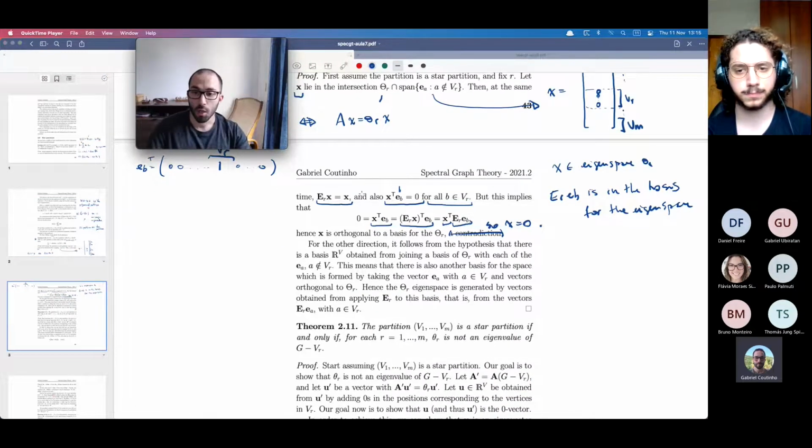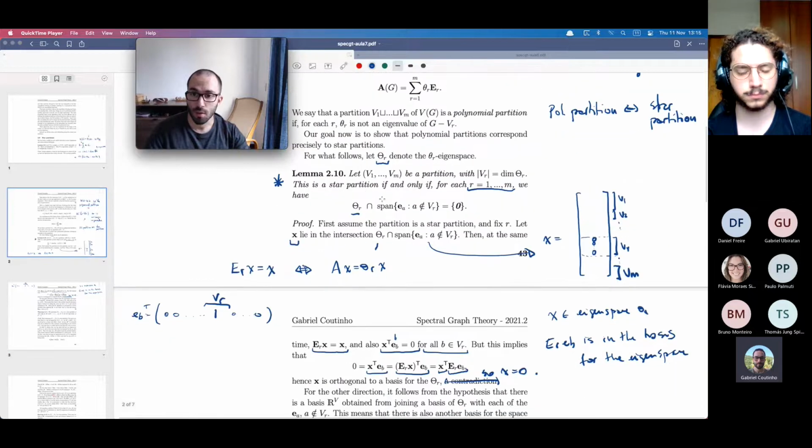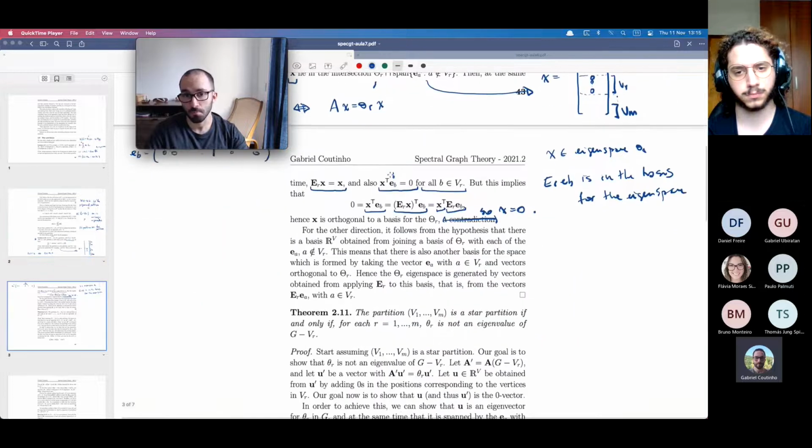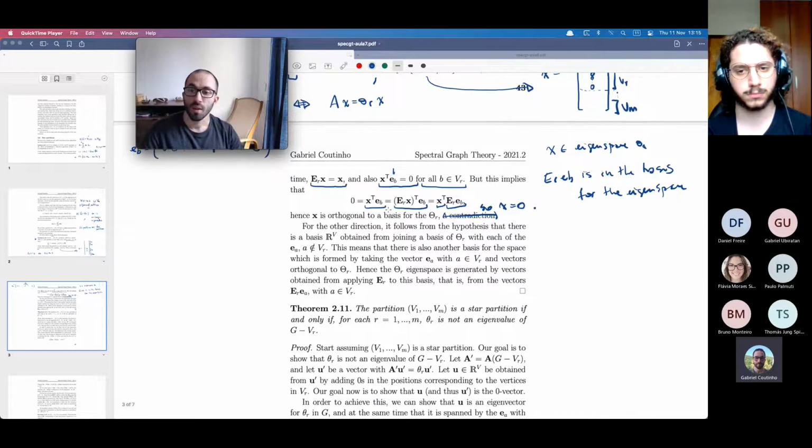Now, for the other direction, I am assuming that this intersection is the 0 vector for all r, and I want to show that this is a star partition. So how do we do that? So I will consider, oh, there is a question.